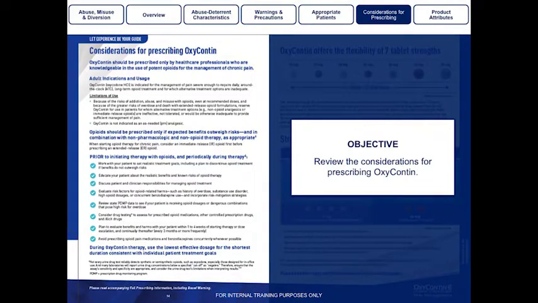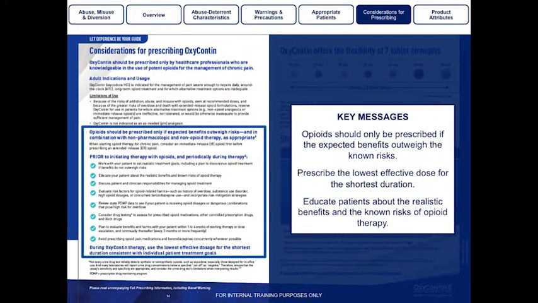This spread is new to the CVA. Page 14 contains language that aligns with the current prescribing environment and considerations for prescribing OxyContin. Key messages to convey to HCPs include: opioids should only be prescribed if the expected benefits outweigh the known risks, prescribe the lowest effective dose of OxyContin for the shortest duration, and educate patients about the realistic benefits and the known risks of opioid therapy.